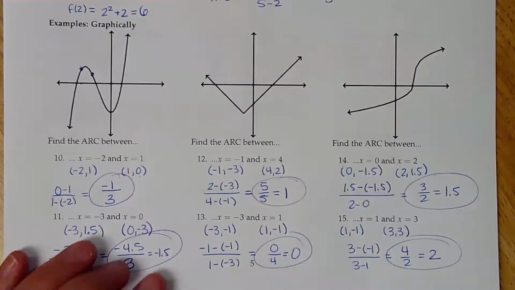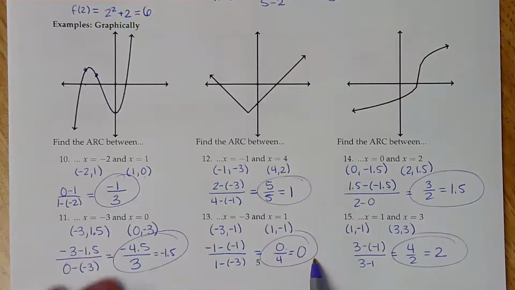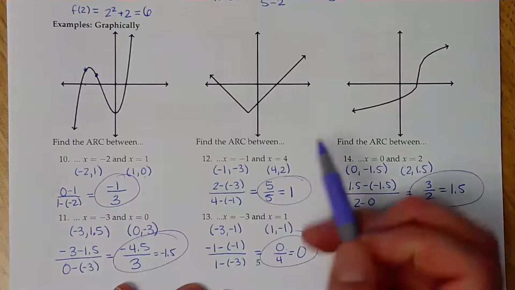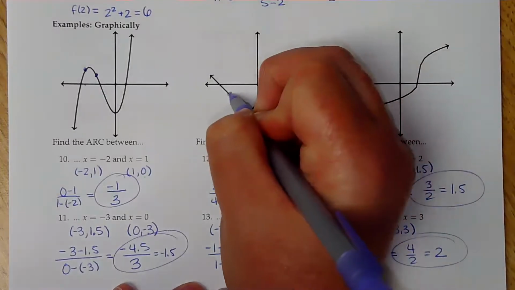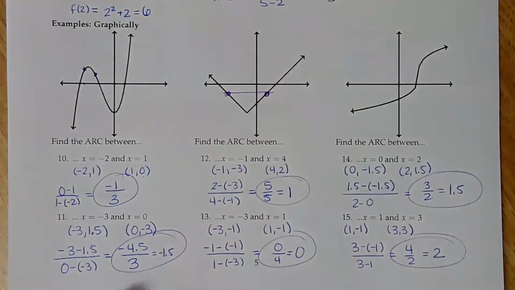All right, so for number 13, I had -1 minus a -1, which gives me a 0. And 1 minus a -3, so it's 1 plus 3. So 0 over 4 gives me 0 for my average rate of change there. So what that means is we're looking at the average rate of change between these 2 points. Well, it hasn't changed, it's just stayed flat. So that's why we have an average rate of change of 0 there.